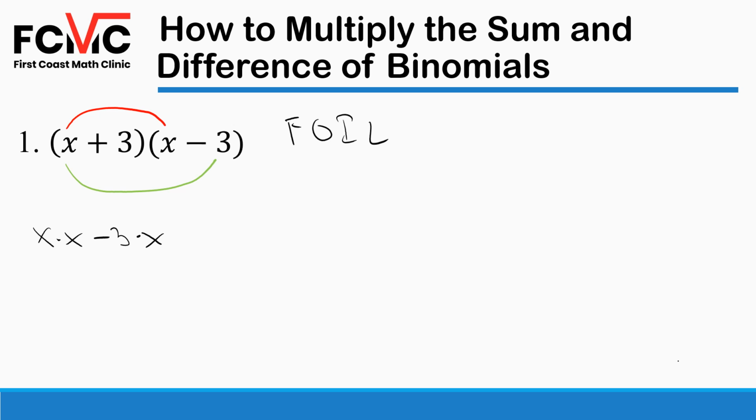And then I is inner. So that's going to be positive 3 times x. And let me go back and kind of color code this. So my outer was right here. My first was right here. And my inner were right here. All right, so that's first. And then last is going to be the 3 times minus 3. So minus 3 times 3.